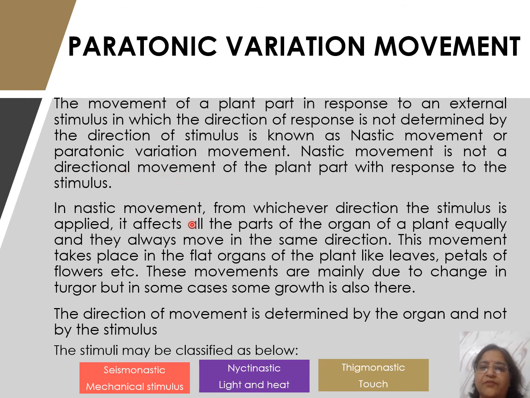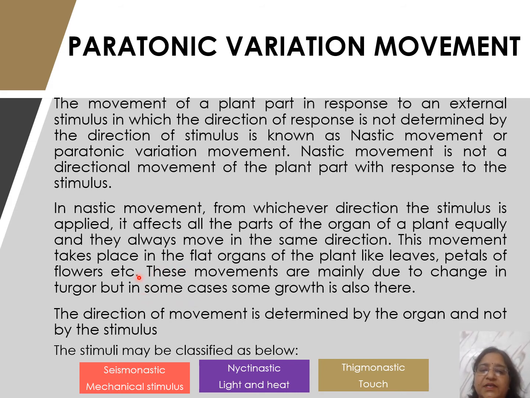In nastic movement, from whichever direction the stimulus is applied, it affects all the parts of the organ of a plant equally, and they always move in the same direction. This movement takes place in the flat organs of the plant. The flat organs are like leaves and petals of the flowers. These movements are mainly due to change in turgor, but in some cases some growth is also there.